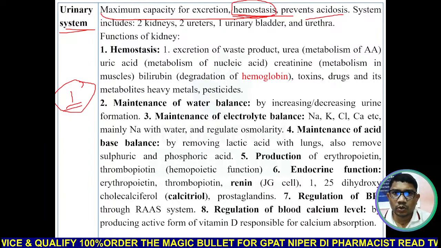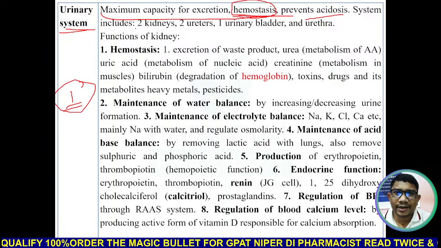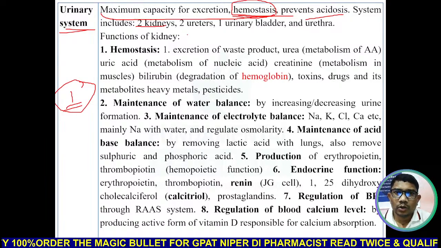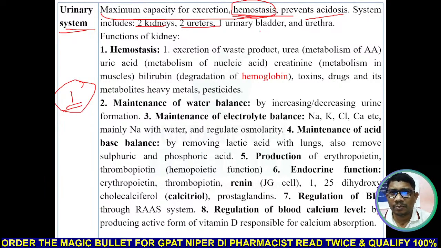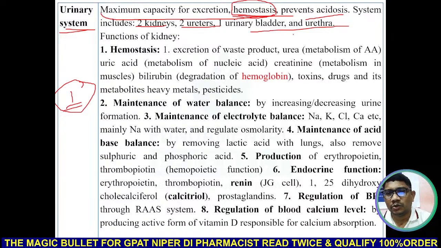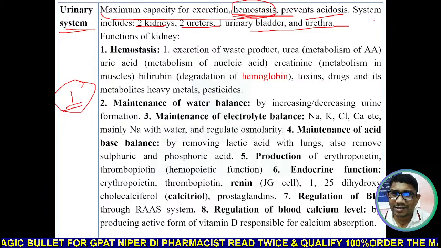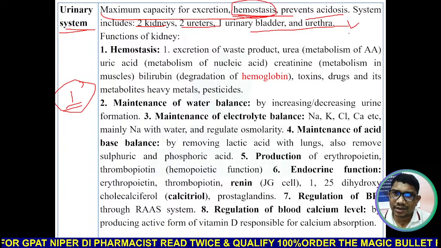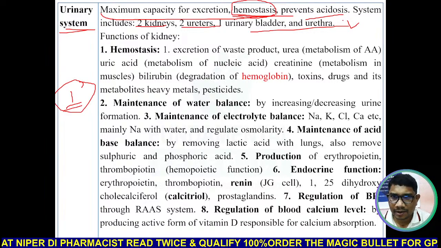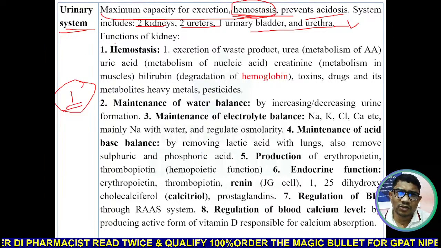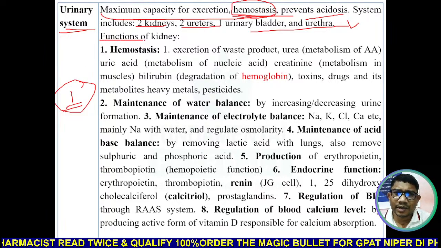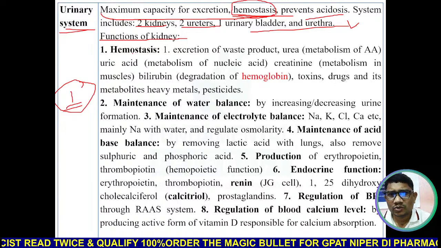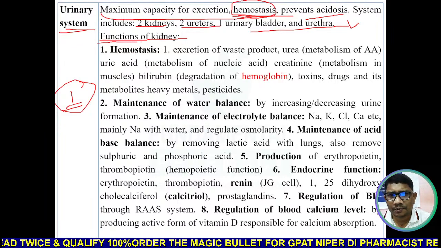Urinary system includes two kidneys, two ureters, one urinary bladder and one urethra. Urethra is the last part through which urine passes to the external environment. Now what are the functions of kidney? Functions of kidney के ऊपर आपको क्वेश्चन आ सकता है. That's why important functions of kidney.